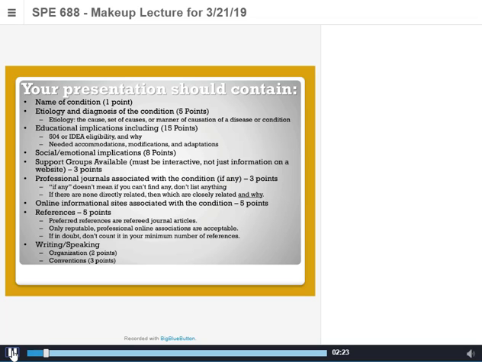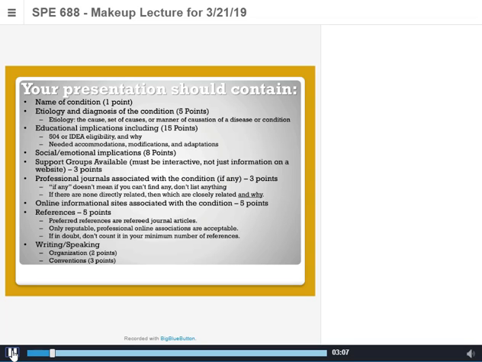I want you to talk about when that condition would be eligible for Section 504 or an accommodations plan, and if it gets to the point where it would be considered eligible under IDEA, what would that look like and why? Then I want you to talk the most about accommodations, modifications, and adaptations. We also want to think about the social and emotional implications of that condition. It's not just enough for us to think about how that child might be affected cognitively or academically. We also want to think about the social and emotional impact of that condition.